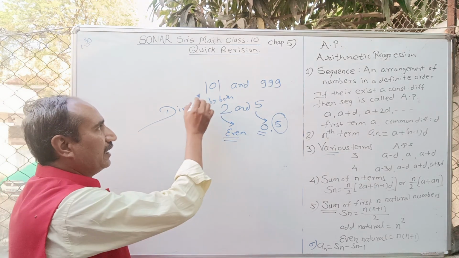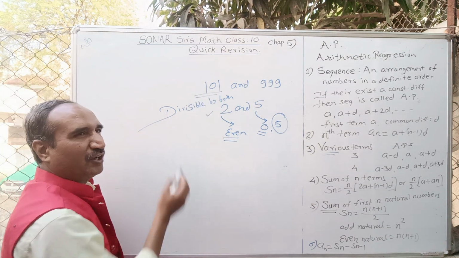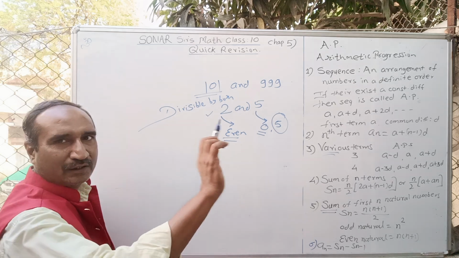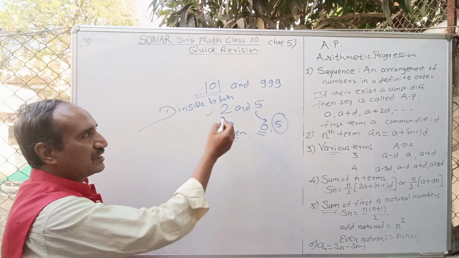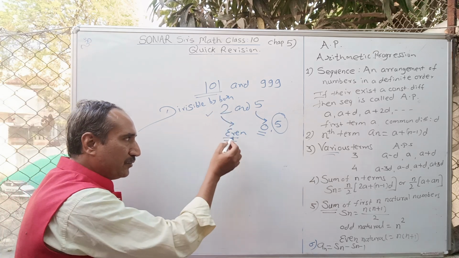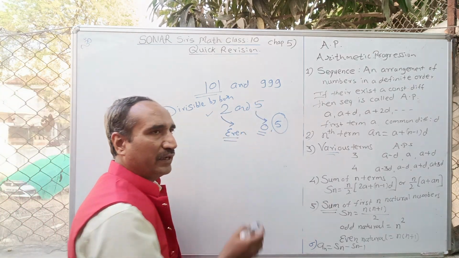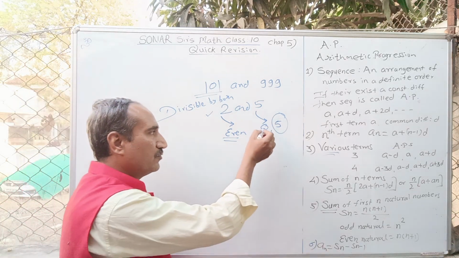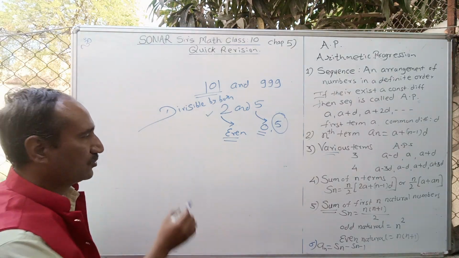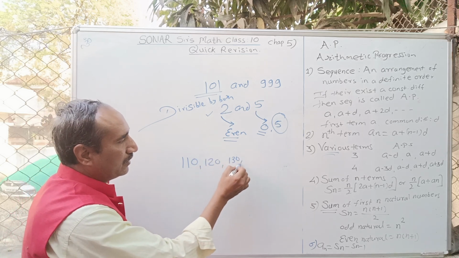So 101 is the first number. It is an odd number. 102, 103, 104. We are looking for numbers divisible by both 2 and 5. If it is divisible by 2, it must be even. If it is divisible by 5, it must end in 0 or 5. 5 is odd, so we are looking for 0 and even. So the first number is 110, then 120, 130.